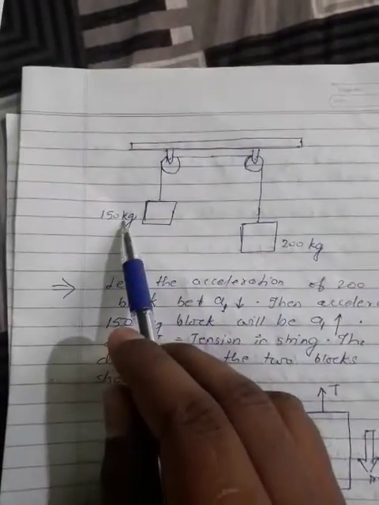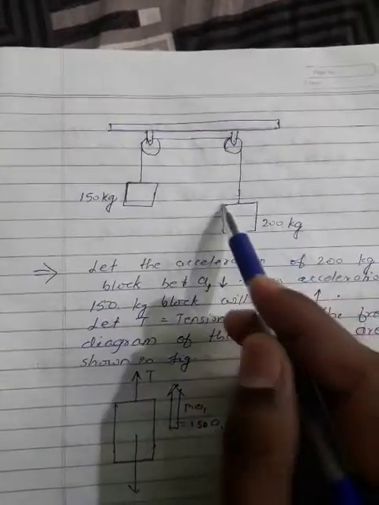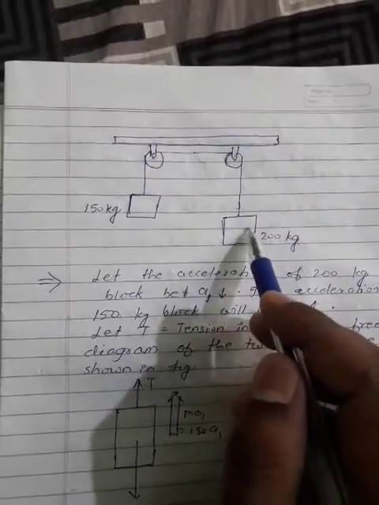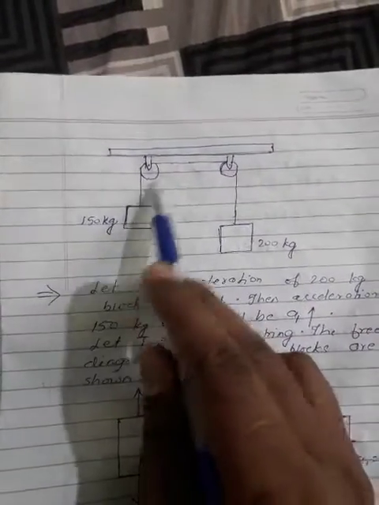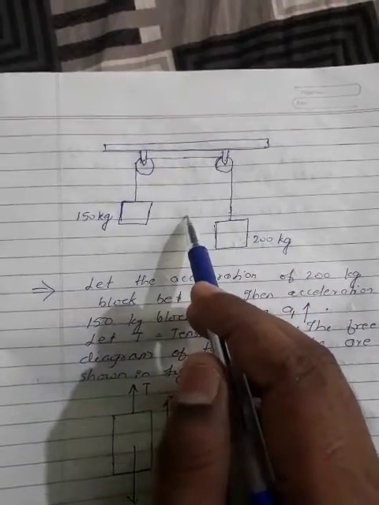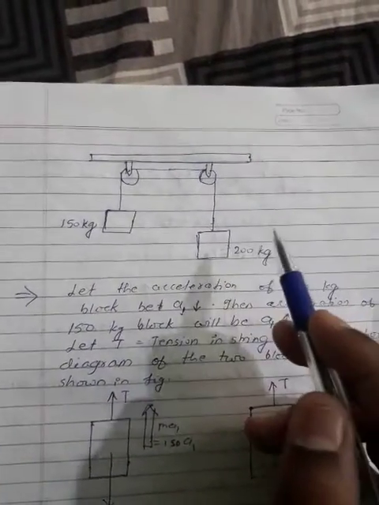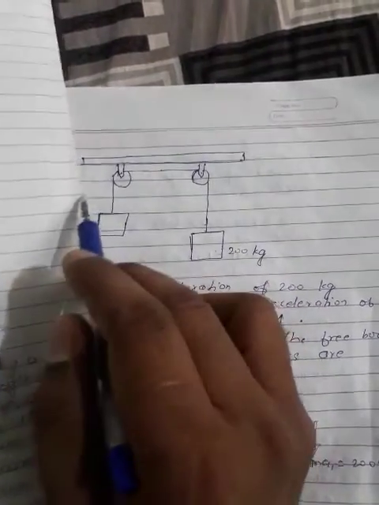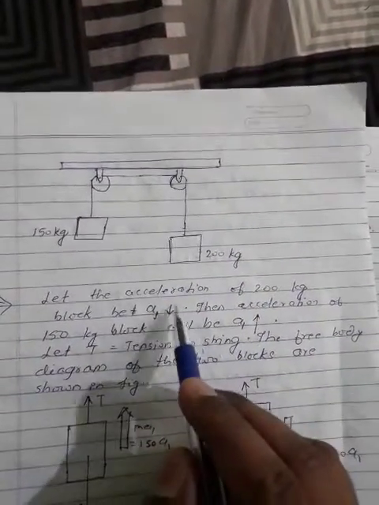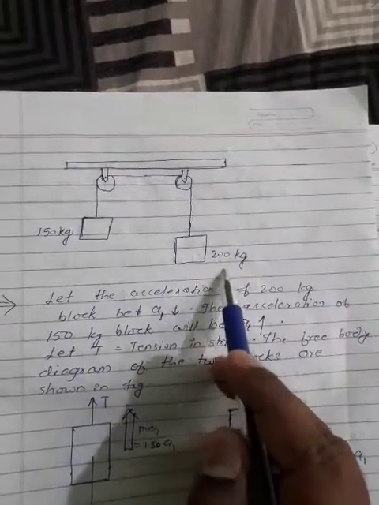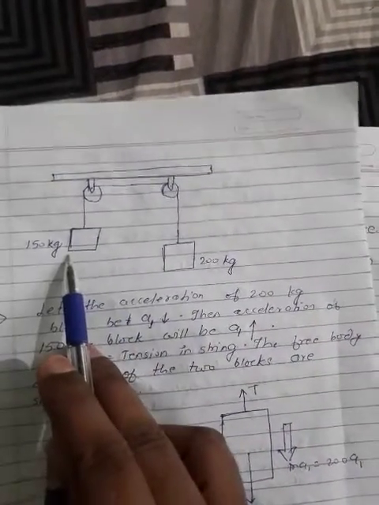So initially you have been given the diagram like this. As the weight of the 200 kg is more compared to the weight of the 150 kg, block A will move in the downward direction. As this 200 kg block moves downward, since they are connected by a string, the 150 kg will move in the upward direction. Similarly, however much it moves downward, the same amount it will move upward, meaning the acceleration of the 200 kg is downward while the acceleration of the 150 kg is upward.